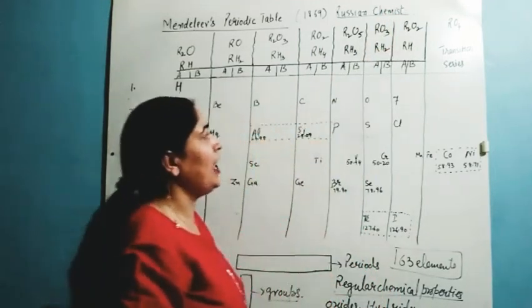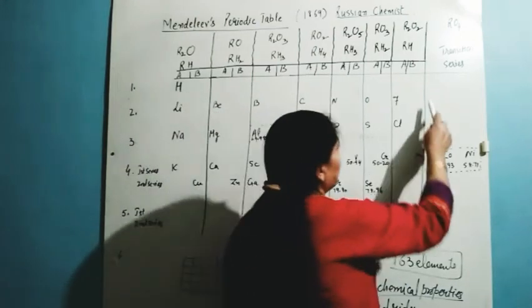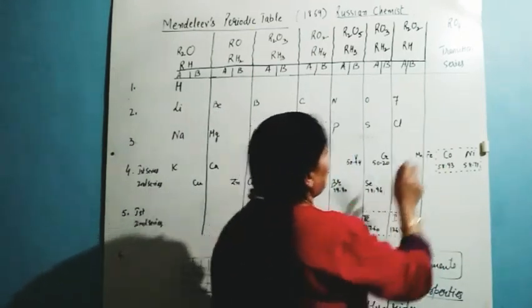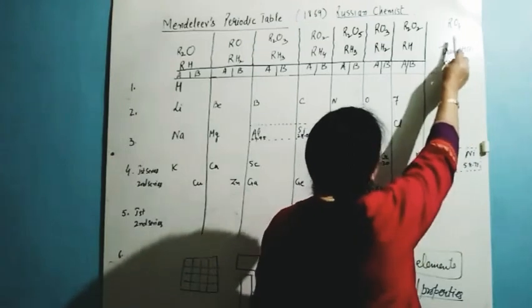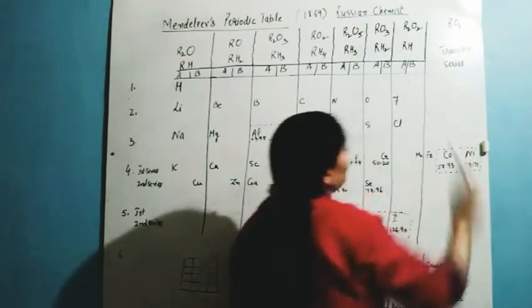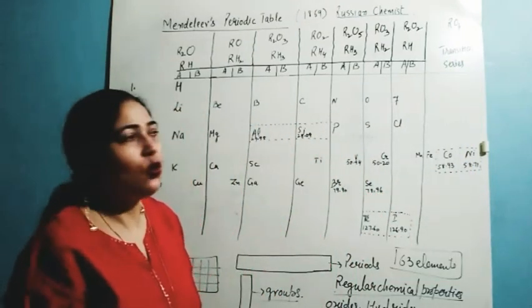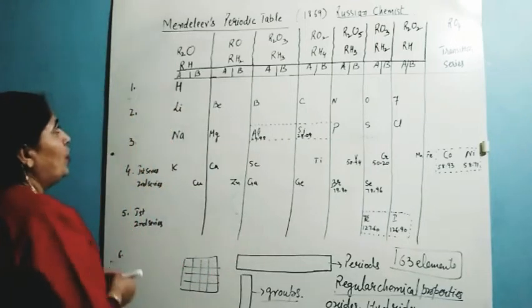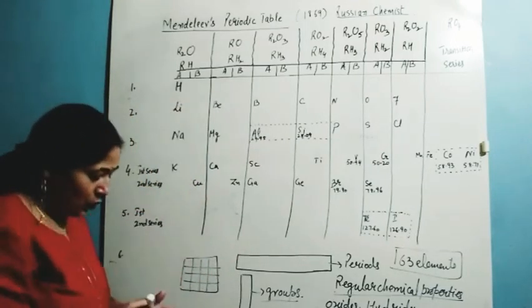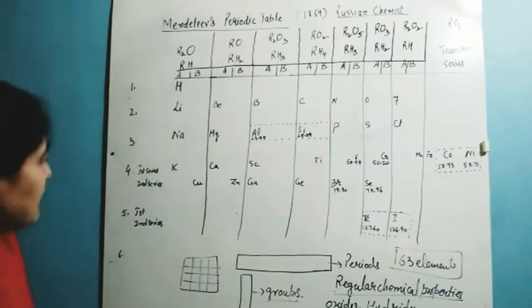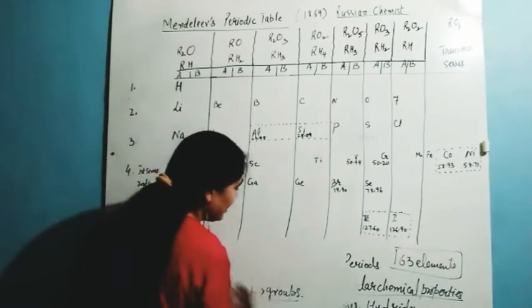The seventh group has the general formula of oxides as R2O7 and the general formula of the hydrides as RH. For the elements present in the transition series, as there is no subgrouping, all of them have the general formula of the oxides as RO4. Now, on the basis of these chemical formulas, let us consider an example.